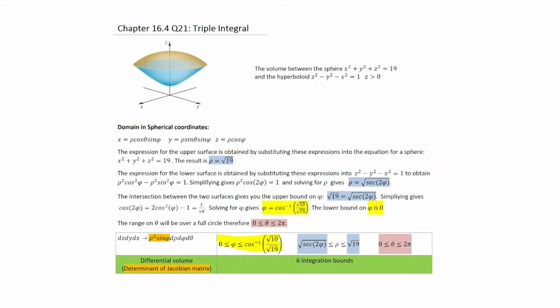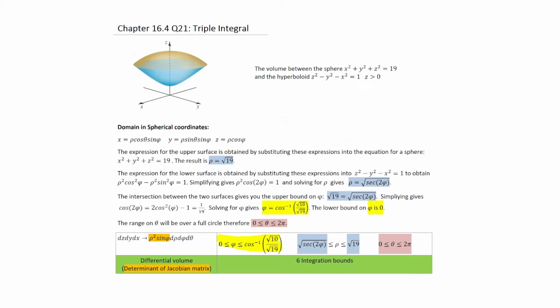All right, let's do question 21. Triple integral. The problem is stated as follows. The volume between the sphere x squared plus y squared plus z squared equals 19, and the hyperboloid z squared minus y squared minus x squared equals 1, and z greater than 0. So we're looking only at the upper hyperboloid. There is also a mirror image of it below the xy plane. So we're interested in the volume contained between this cap and this bowl, as you might say.